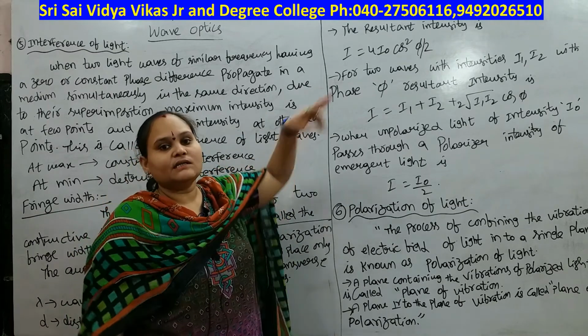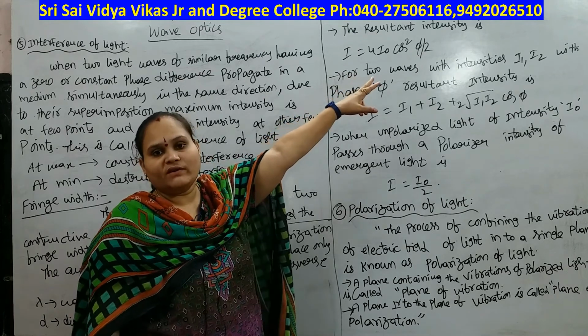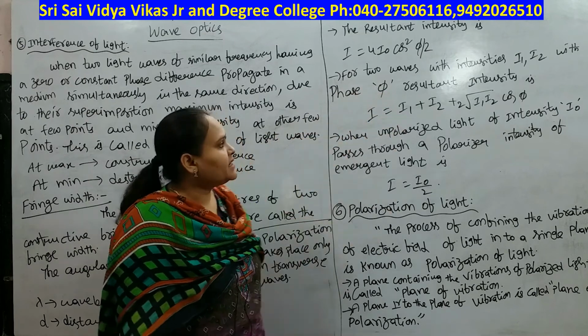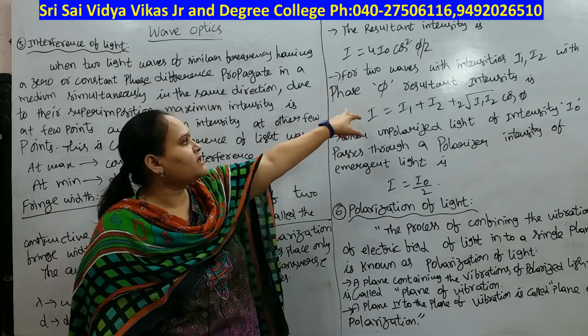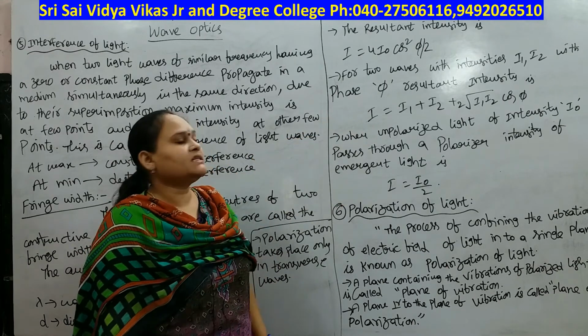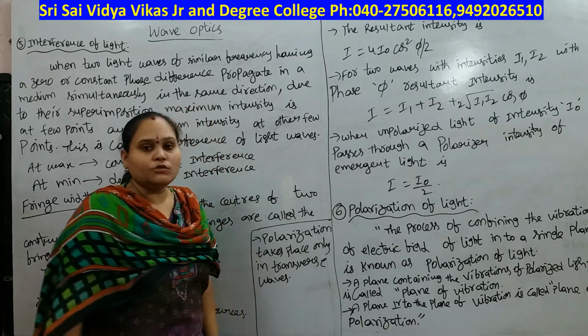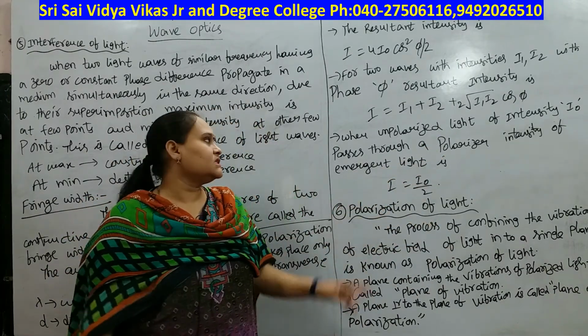So, the resultant intensity is given by the equation I equal to 4 I naught cos square phi by 2. Here I naught is the maximum intensity and phi is the phase difference. So, for two waves with intensities I1 and I2 with phase difference phi, the resultant intensity is I equal to I1 plus I2 plus 2 root of I1 I2 cos phi.